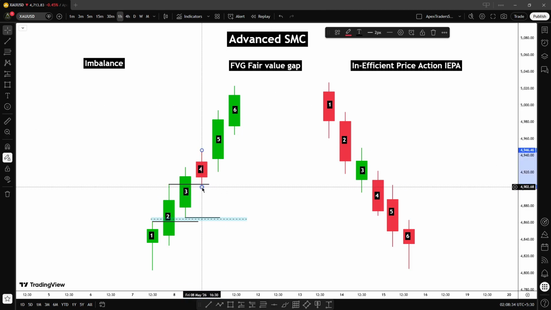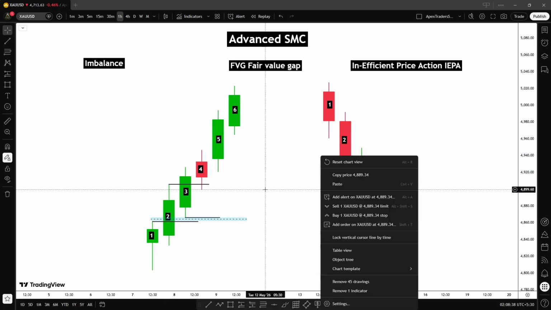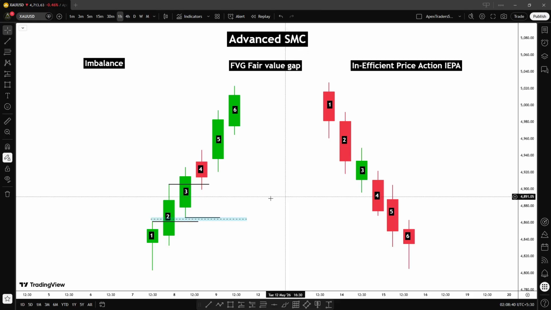After rebalancing itself, it moved upside, so there is no fair value gap. We have to consider it like this. If there is no fair value gap and price came back, there will be no reaction in this place.